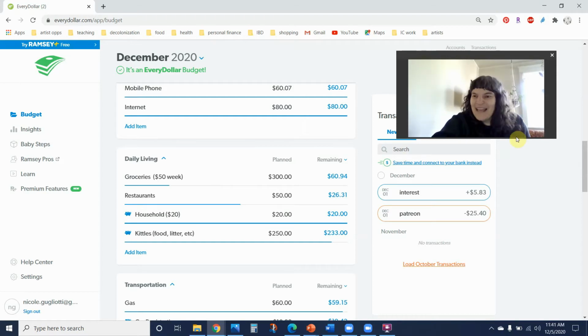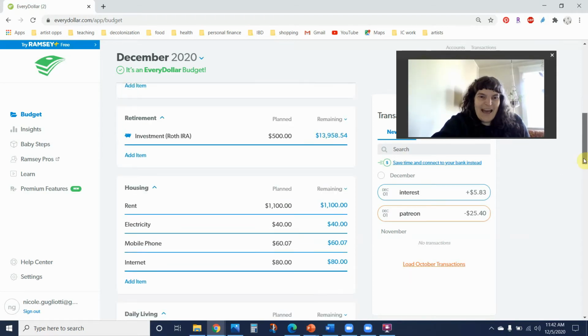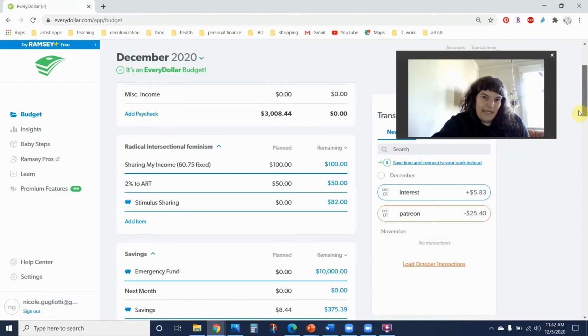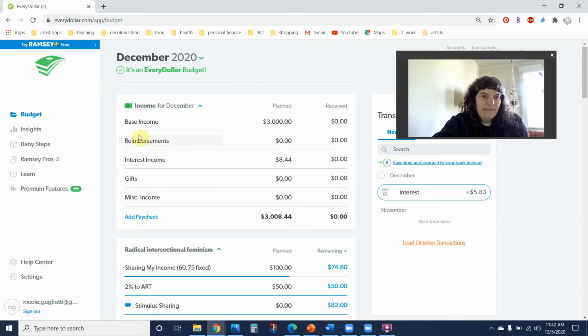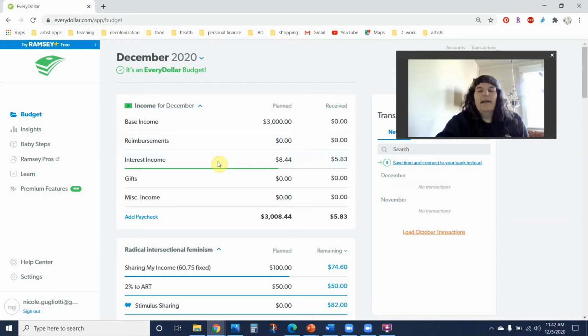But anyway, the last transaction that I have that's outgoing money is part of that sharing, and that was my Patreon for $25.40. And then last but not least, my interest. So I made $5.83 in interest this month. I am going to put that right in there. I'm always thankful for any interest.